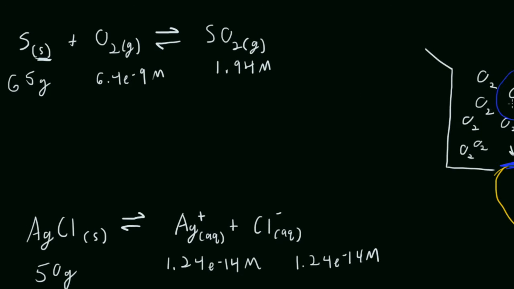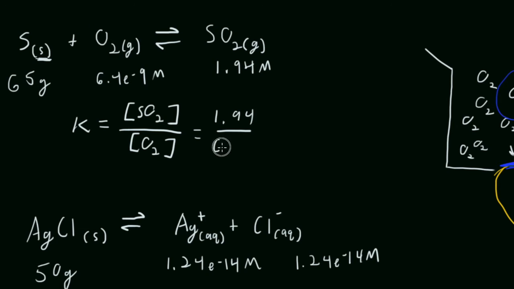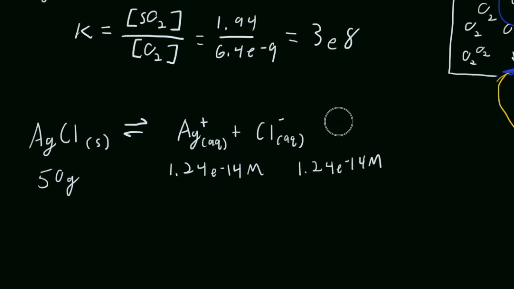So when we do those equilibrium expressions, it's going to be K equals my SO2, my product, divided by only my gases and aqueous species. So SO2 divided by O2, so then it's 1.94 divided by 6.4 E negative 9. And that gives us 3 E8. All right, and then one more just like that.